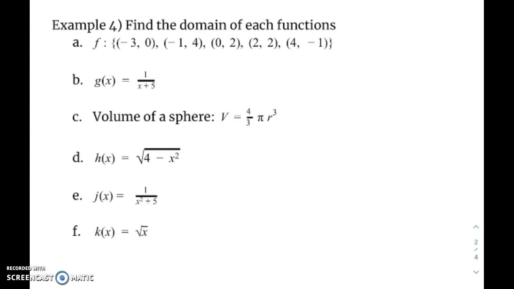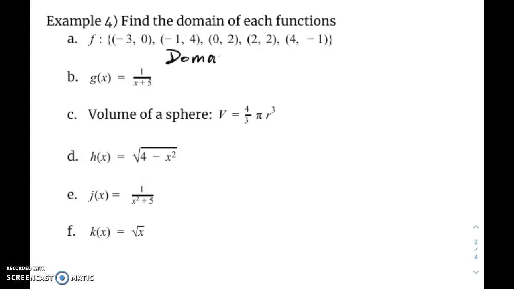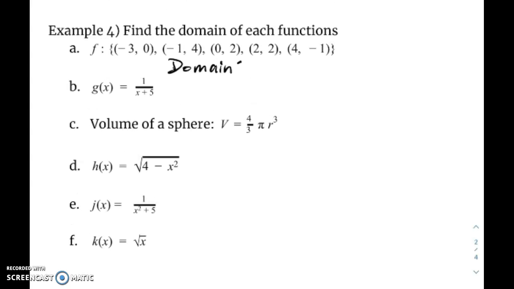We've got these different functions here. A is just a function of 5 points. So there's 5 inputs and 5 outputs. And so the domain is just, you're going to list your input values or your x's. So your domain would be the x values of -3, -1, 0, 2, and 4. So you're just listing the first number in the ordered pair. The range would be all those different y values. So that's one kind of function.